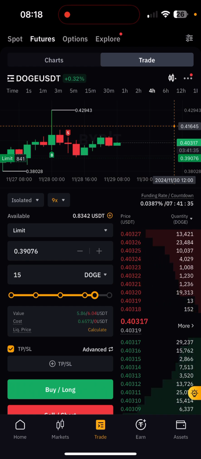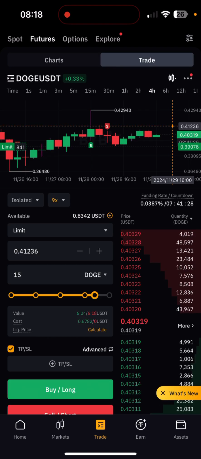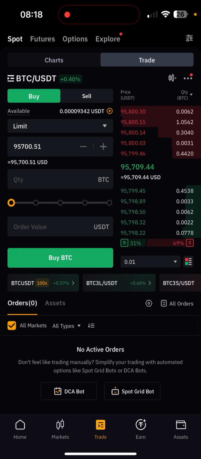So for those that want to do spot buy, it is not different. We're just at futures now, so let me move this to spot. So this is the spot buying. If you see the top left here, you have BTC/USDT. Now before we move over here, let me just go back to futures.